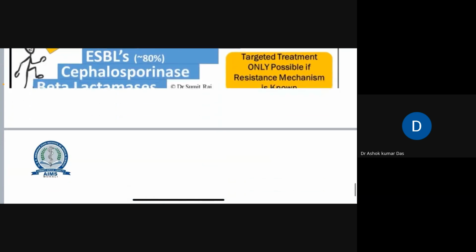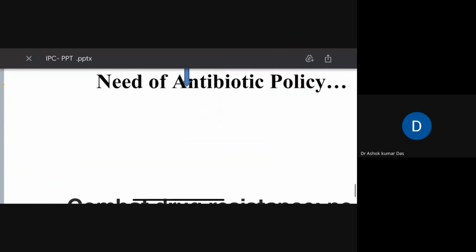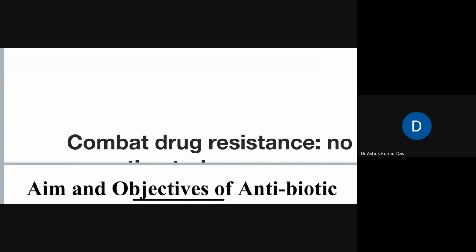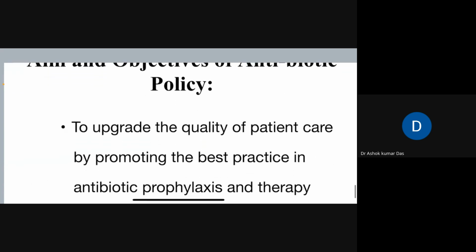And that is why there is a need for an antibiotic policy in every center. The policy should document what type of infection it is. Let's say if it is a UTI, and if it is asymptomatic in a catheterized patient, if there is simply pus cells in urine and no symptom, then there is no need to start an antibiotic for that. So there should be a clear antibiotic policy of the institute if they want to combat drug resistance. So what are the aims and objectives of this policy?